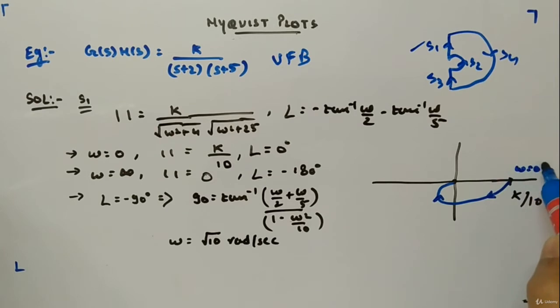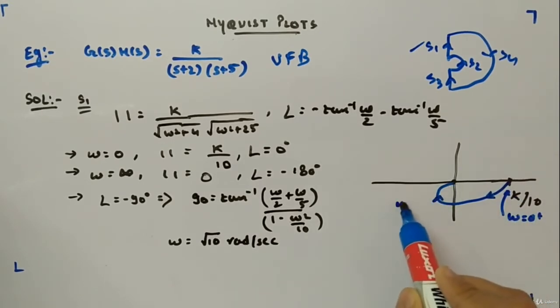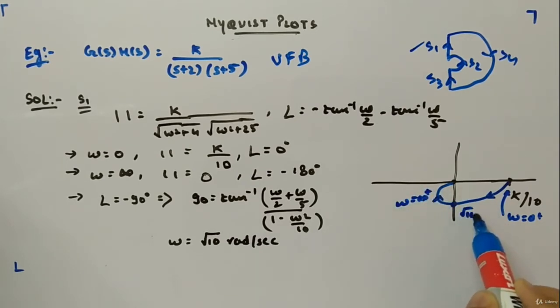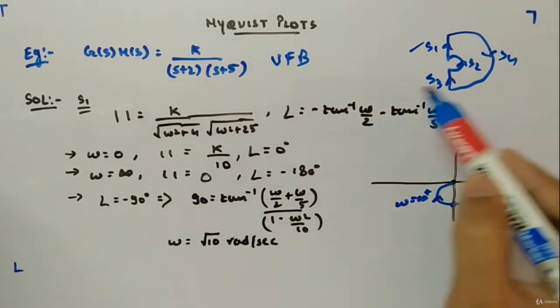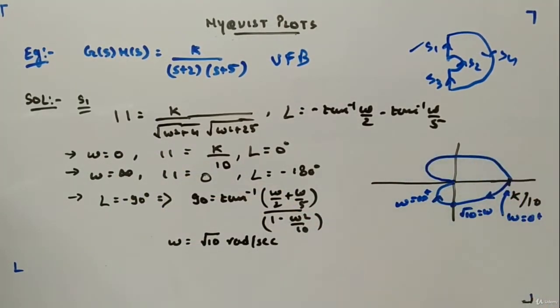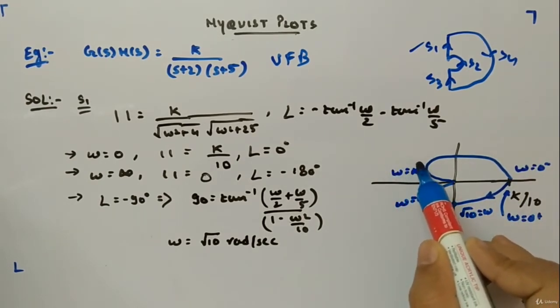This is ω = 0⁺, and here ω is infinite⁺, and at this place ω = √10. This is the polar plot curve. Now S3 will be the mirror image of this, so it will come like this. This will be ω = 0⁻, the mirror image, and ω = infinite⁻.